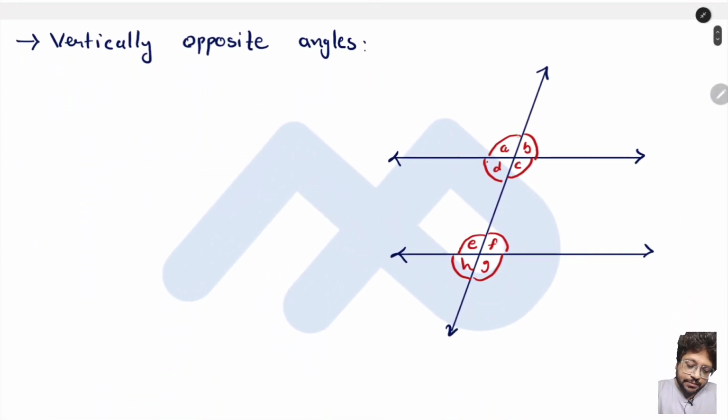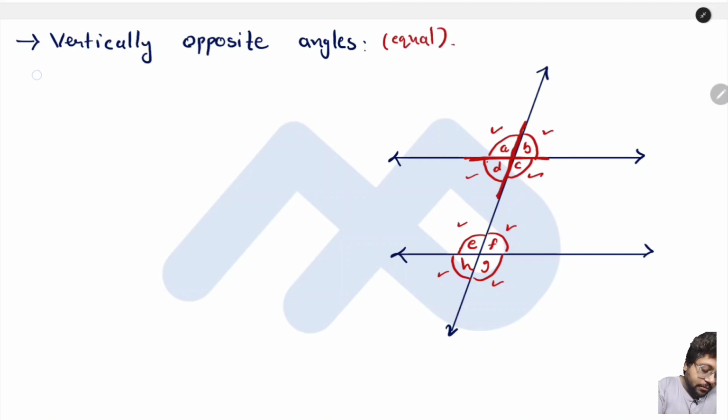Next is vertically opposite angles. Vertically opposite angles are basically the angles that form an X. Here, when the X shape is formed, like the X of the English alphabet, A and C are vertically opposite. Similarly, B and D are a pair of vertically opposite angles. Then E and G are a pair of vertically opposite angles, as well as F and H. And vertically opposite angles are always equal.